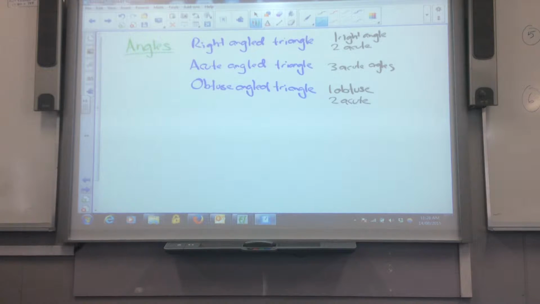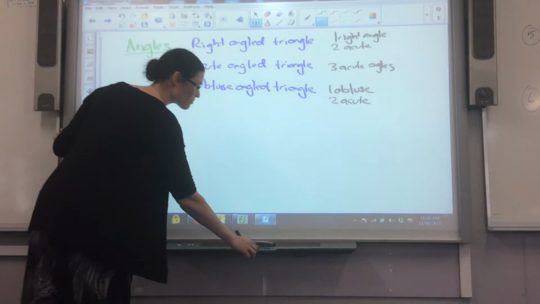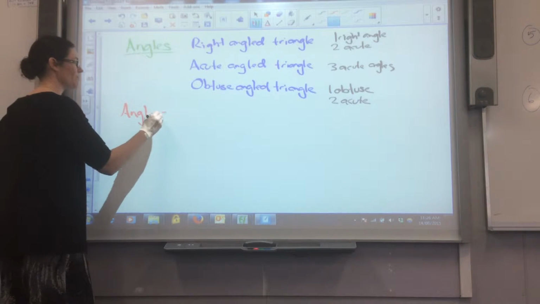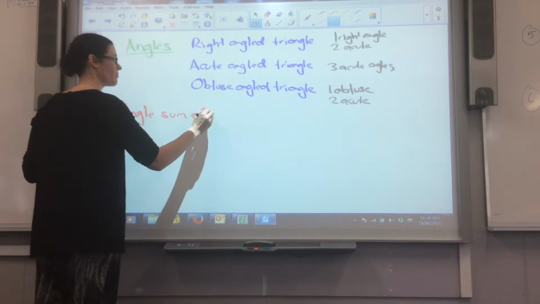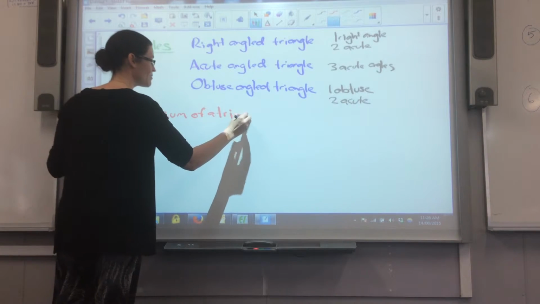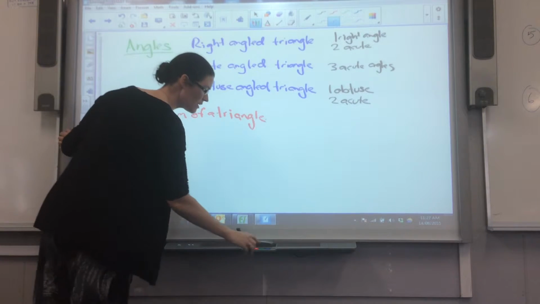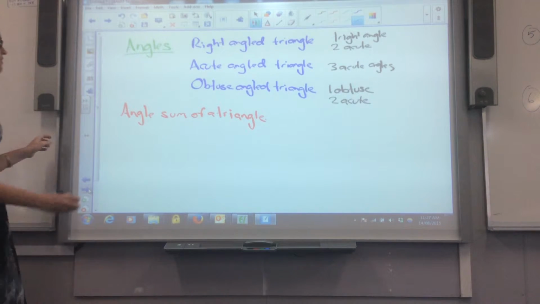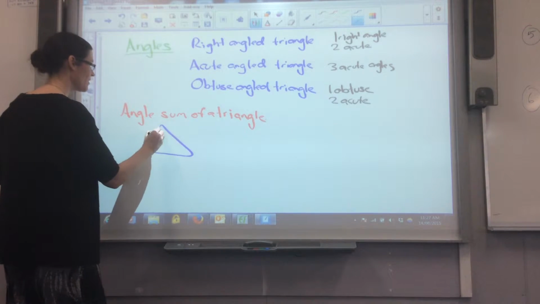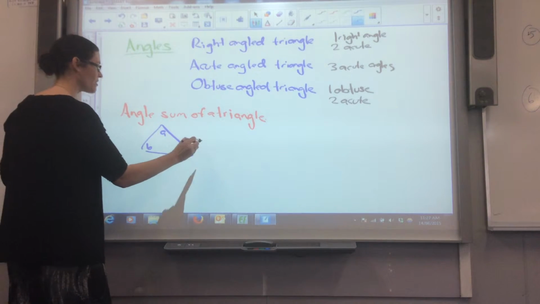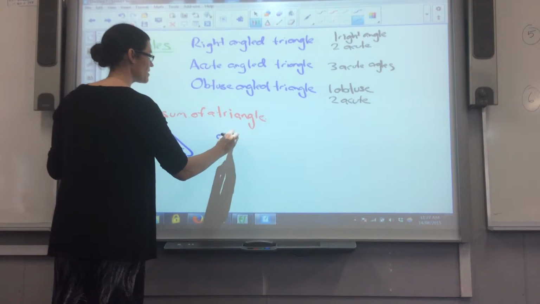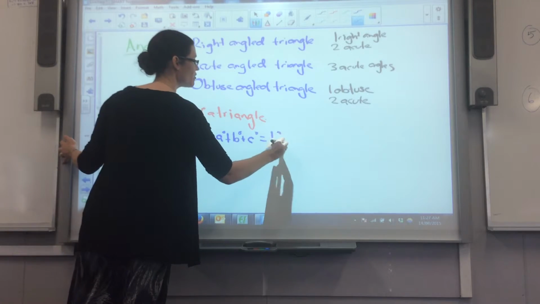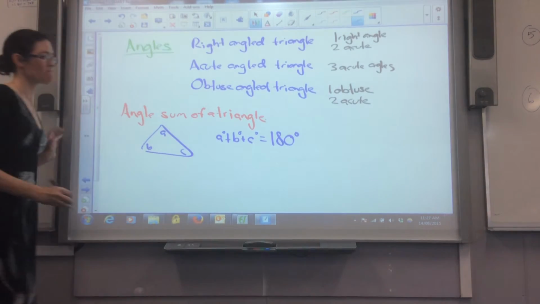Alright, we've mentioned it a couple of times. The other really important fact was the angle sum of a triangle. Is that how much they add up to? Yep, so a few of you have already mentioned it. What do they add up to in a triangle? 180. So for any triangle, say A, B and C are my angles here. So A plus B plus C, all these angles must add up to 180 degrees. Okay?